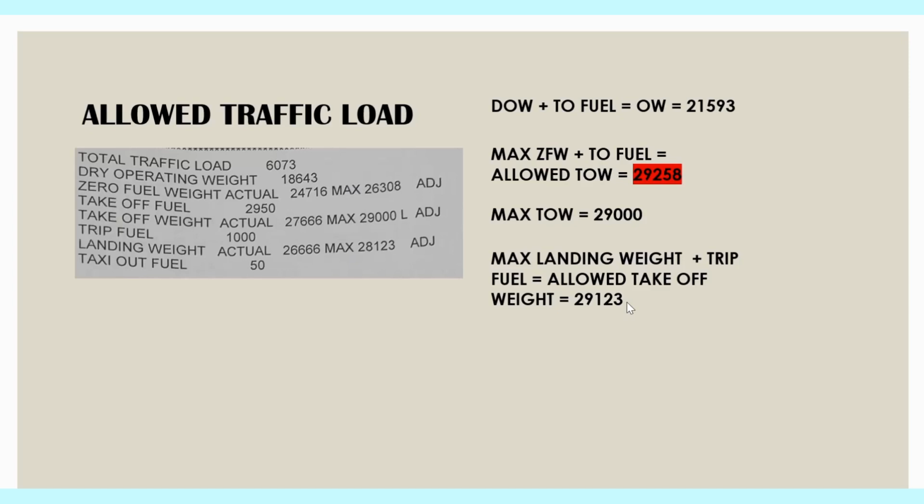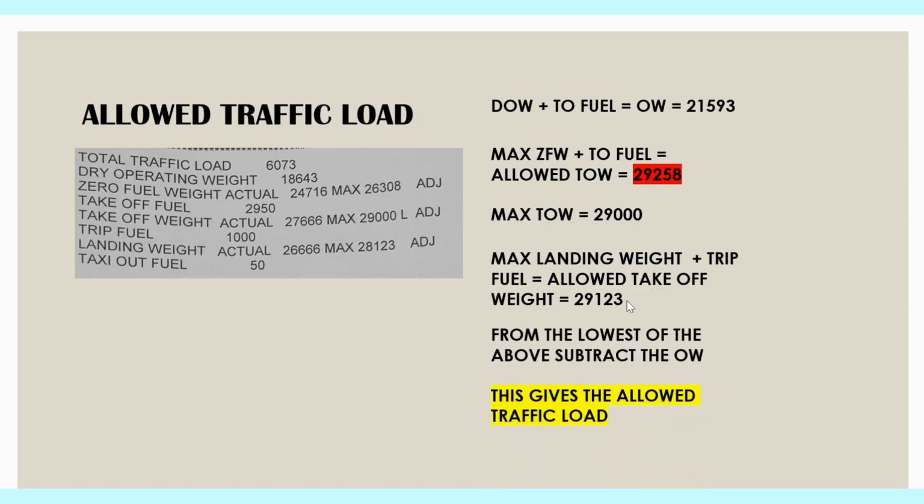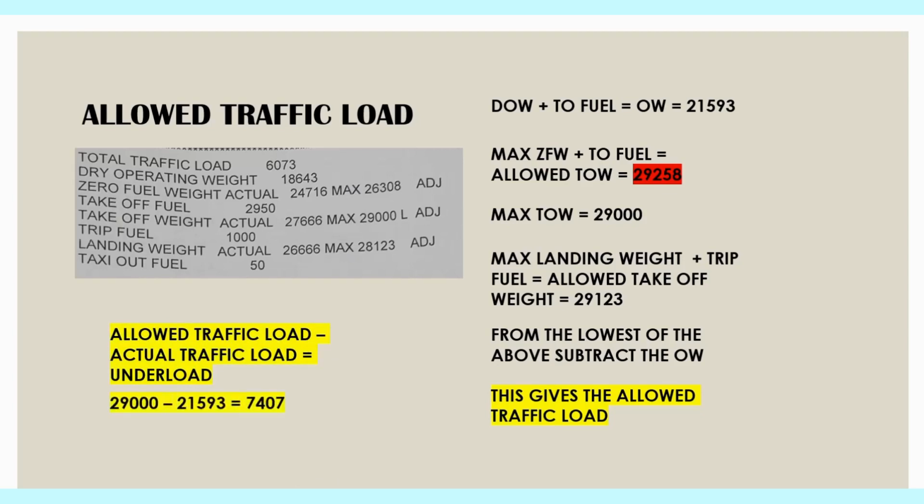For that, we do this. From the lowest of the above, we subtract the operating weight. When you do that, you're going to get the allowed traffic load. This is how we work out the allowed traffic load. And allowed traffic load minus actual traffic load will be the underload. So if we see this in practice, you can see that the smallest of these three is 29,000, which is our limiting weight for this particular flight.